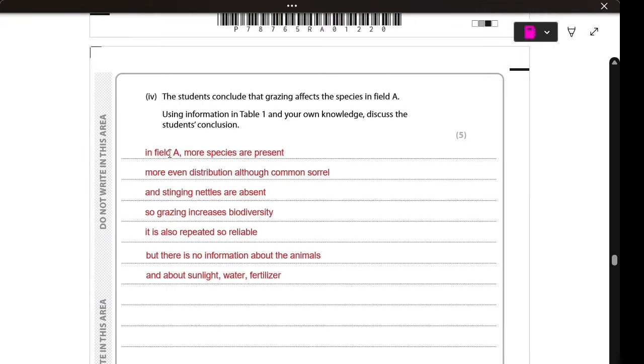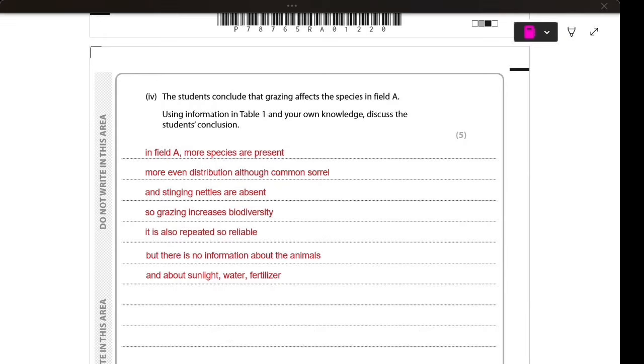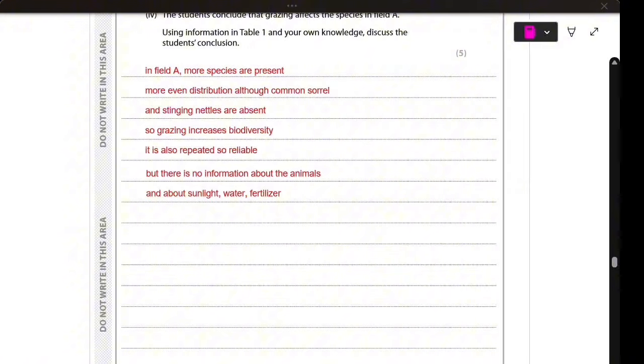In field A, there were more species present, more even distribution, although there were some of them absent. But overall, they have the greater biodiversity, so we can say grazing does increase biodiversity. And it was repeated about 5 times, so it is reliable. But further, we do not have any information about the animals or the cattle, or any types of fertilizers, water, or how many hours of sunlight was available at each field. We do not know that. So this is the answer for our last question of question number 4.